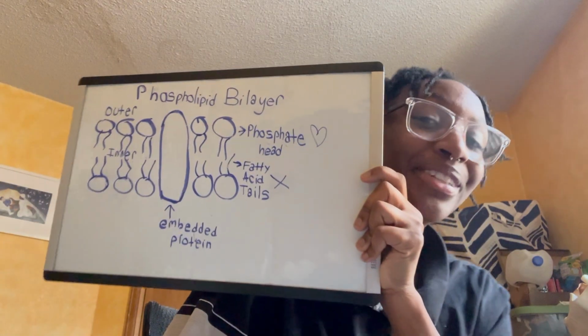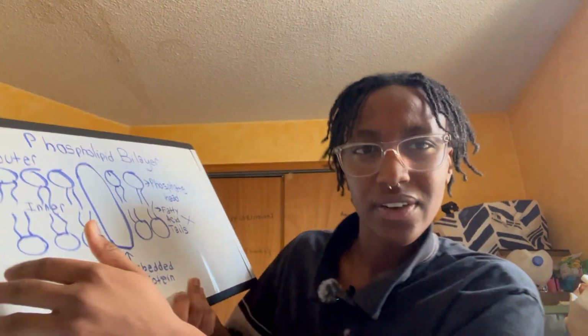Have you ever thought about the different types of cellular membranes or plasma membranes there are? Well, I have, so let me tell you about my favorite one. We have the phospholipid bilayer. Now, what is a phospholipid bilayer, you may be asking? Well, a phospholipid bilayer is a type of membrane that forms around the entirety of a cell.